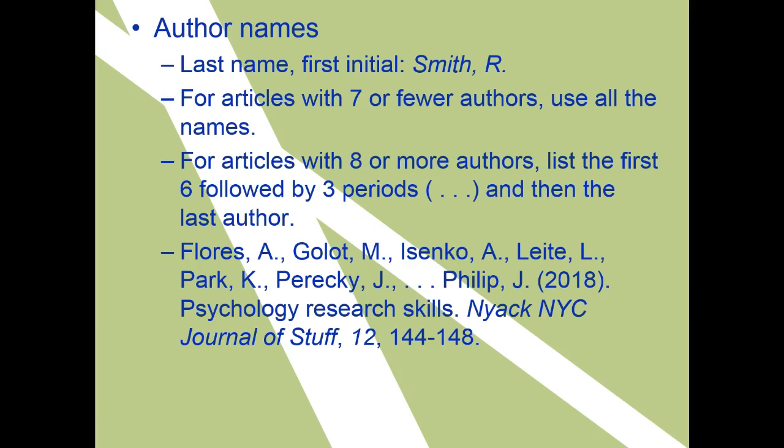And again, you can see that the name of our article is called Psychology Research Skills. Psychology is capitalized, but research and skills aren't. And then a period followed by a space, followed by our journal, NIAC NYC Journal of Stuff, comma, 12. That stands for volume 12. We don't have a number here, and then it'd be pages 144 to 148.